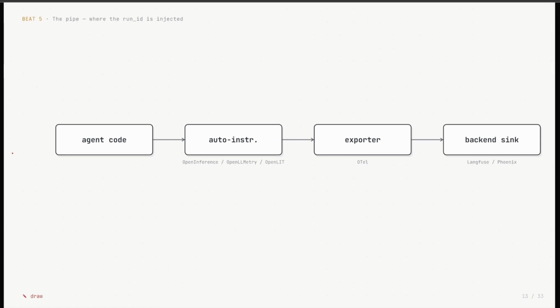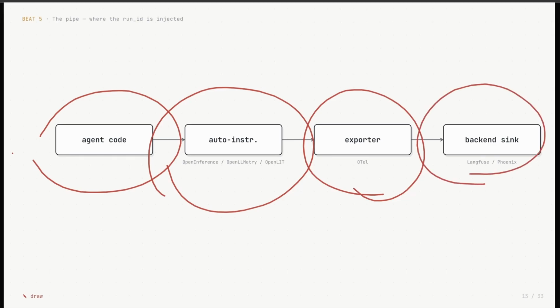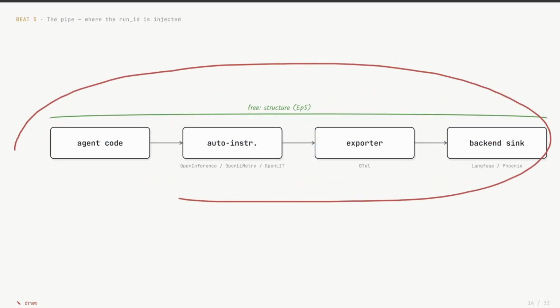So here I want you to picture the whole pipeline. You have your agent code, auto-instrumenters, an exporter, and a backend sink. The ecosystem has OpenTelemetry as the standard, then auto-instrumenters like OpenInference, OpenLLMetry, or OpenLIT, which do the wrapping, and a sink like Langfuse or Phoenix. You have your whole structure across the whole thing. That's the free part that we got from episode 5.